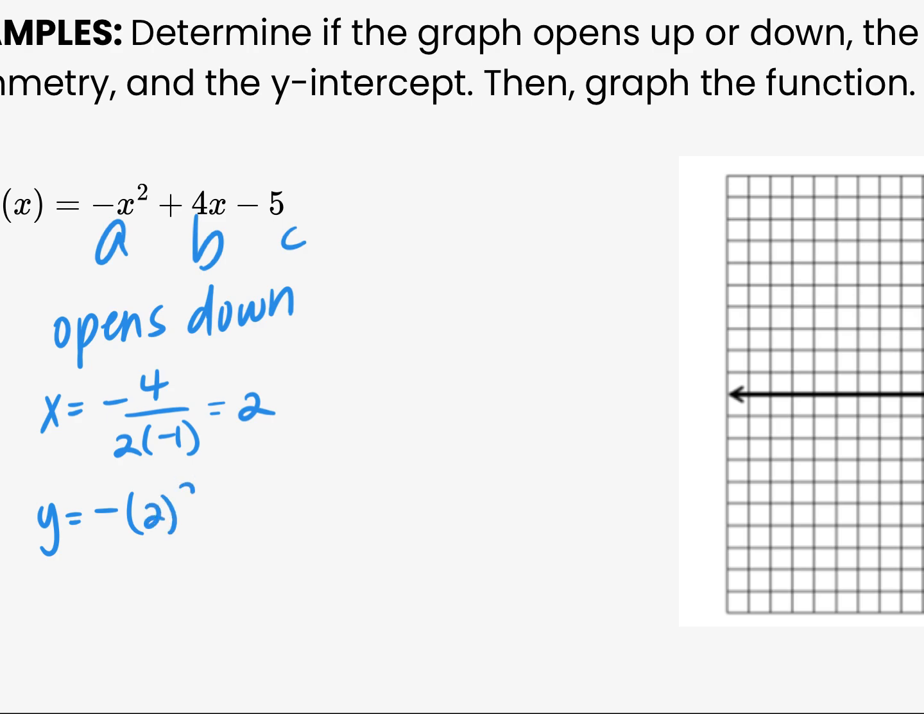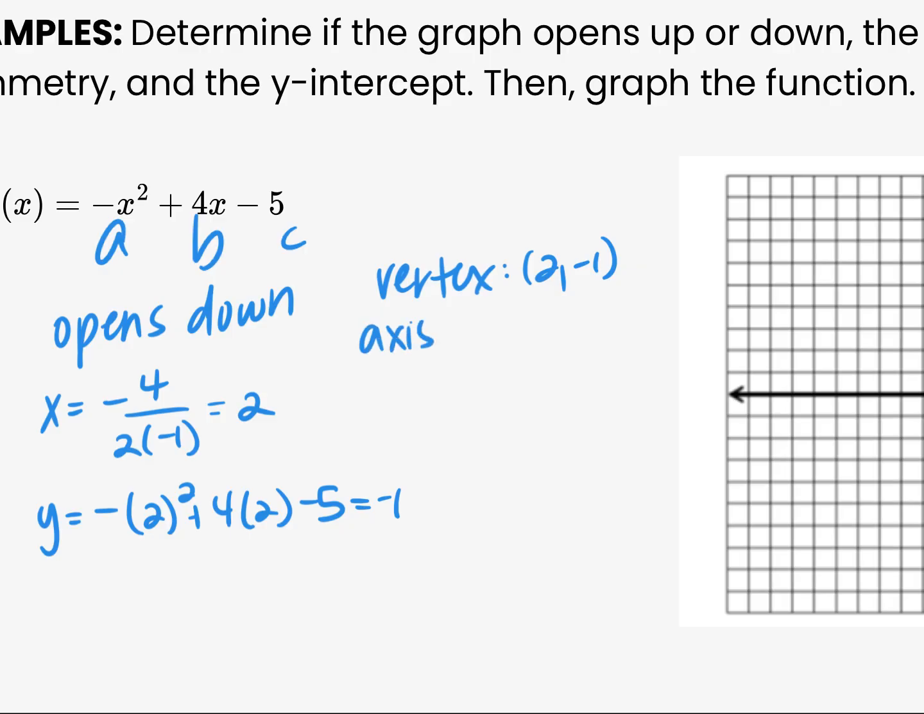So negative 2 squared plus 4 times 2 minus 5. Make sure when you do this first part that I'm doing 2 squared first, which is positive, then I'm applying the negative. So this first part is a negative 4, plus 8 would be positive 4, minus 5 would be negative 1. So my vertex is 2, negative 1.